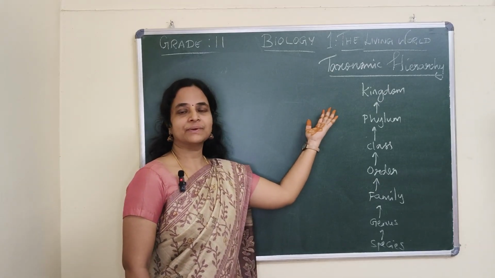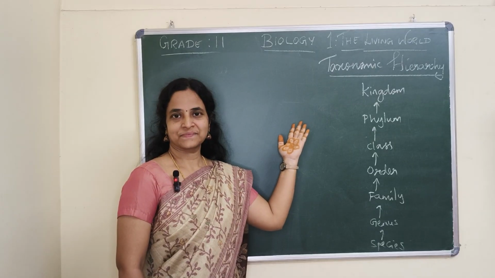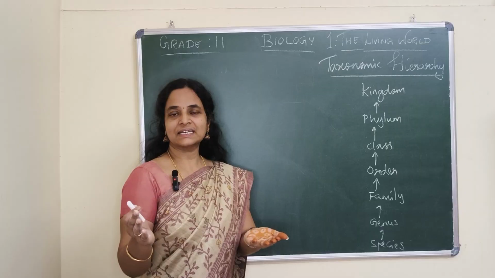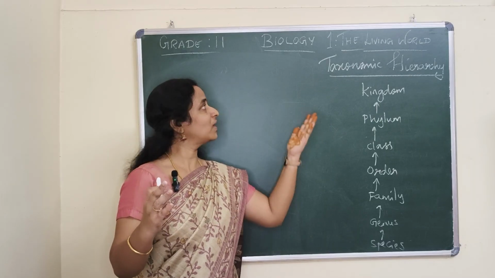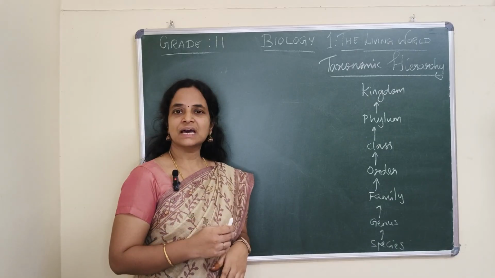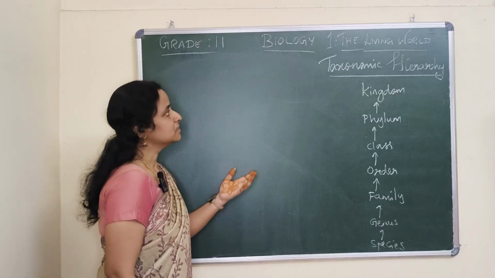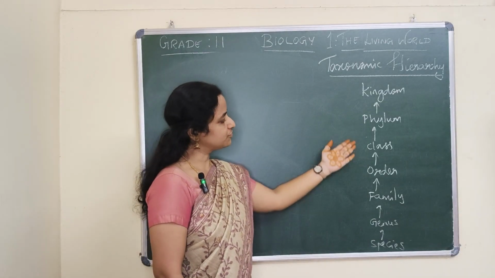So let us start with the taxonomic hierarchy. What do you mean by taxa? You put all the varieties in different categories. Those categories are called taxa, and the study of those categories is called taxonomy. And what is hierarchy? It is the step-by-step analysis. So when you take the taxonomic hierarchy, it should follow all these things.